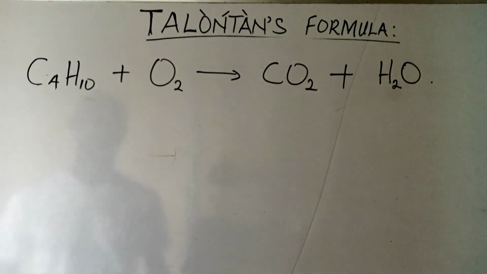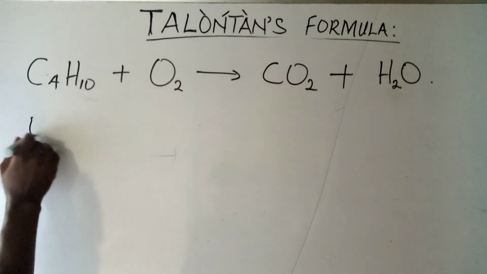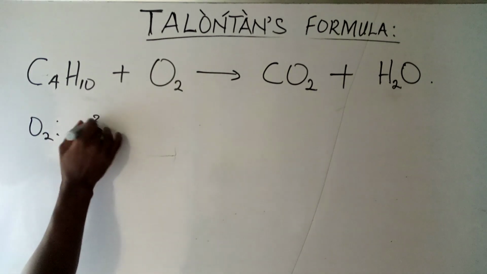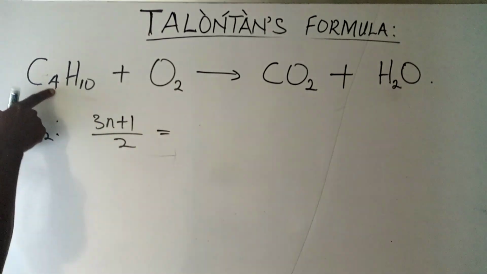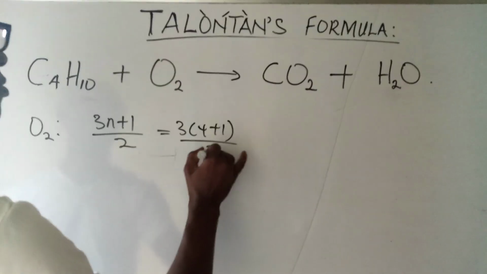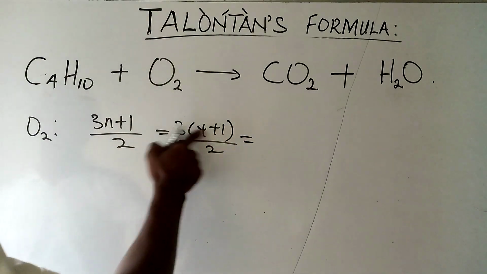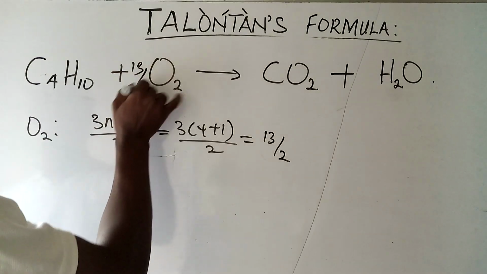Now, do not forget that for oxygen the coefficient is (3n+1)/2. So just insert 4 into this. That will be (3 into bracket 4, plus 1) over 2, and that will give us 13 over 2. So that means I will put 13/2 here.